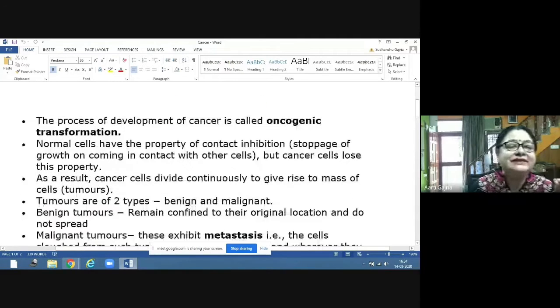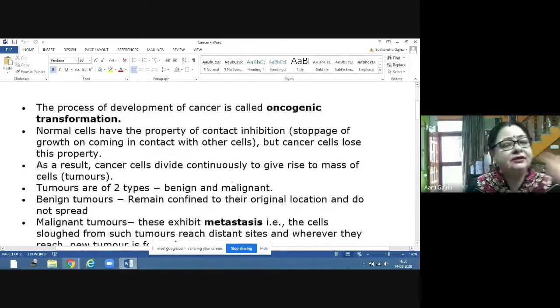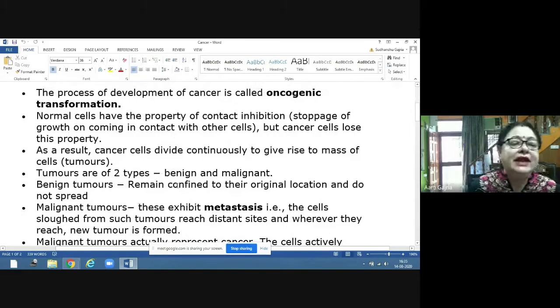The normal cells have the property of contact inhibition. What is this contact inhibition? The growth of the cell will be stopped when the cell comes in contact with another cell. That contact is a signal for the cell to stop the growth. But in cancerous cells, this property is lost. So there is uncontrolled growth, and the cancer cells divide continuously to give rise to a mass of cells. And this mass of cells is called a tumor.